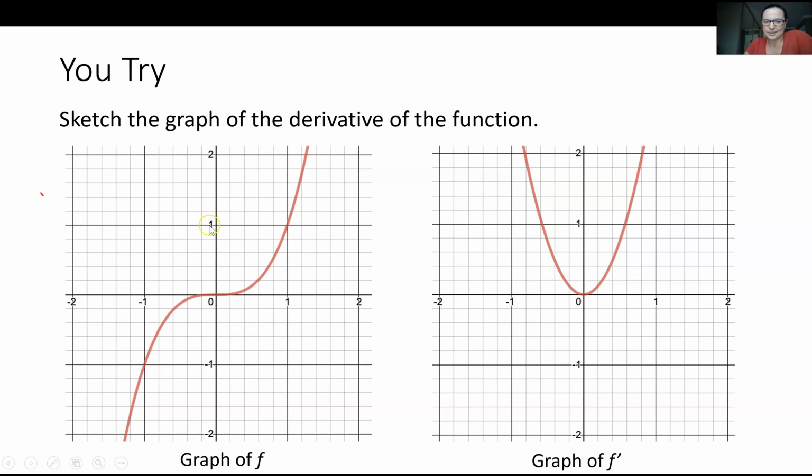So again, you see, this was a cubic function here. Its derivative turned into a quadratic function.